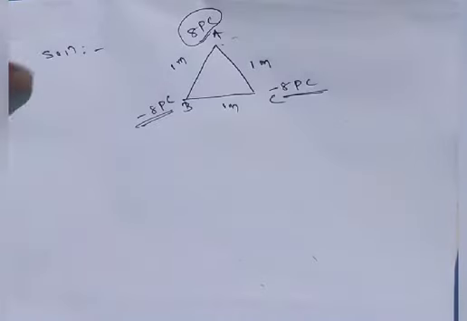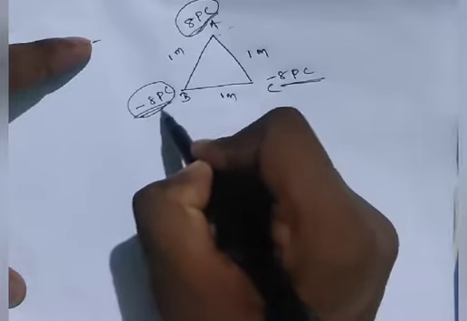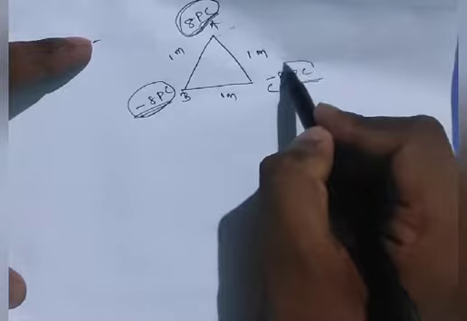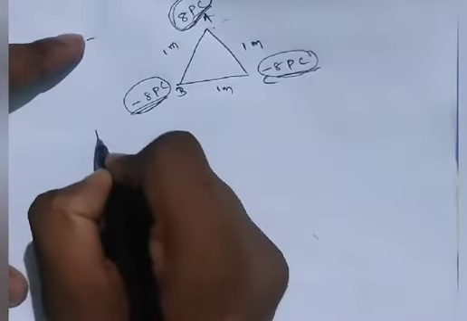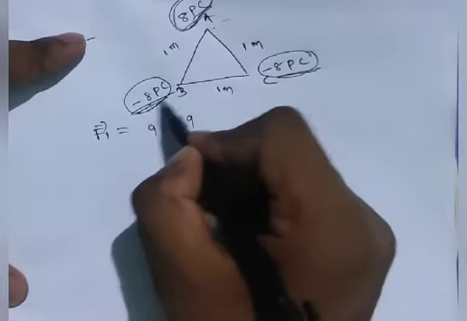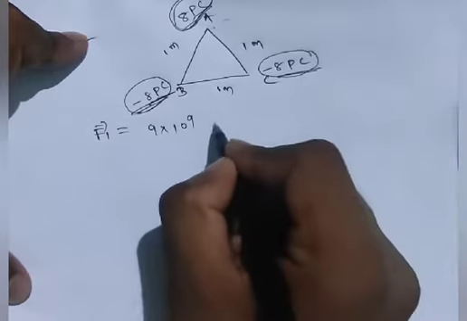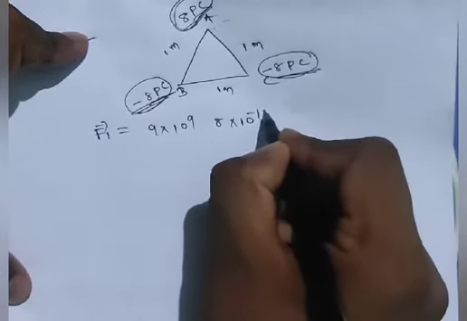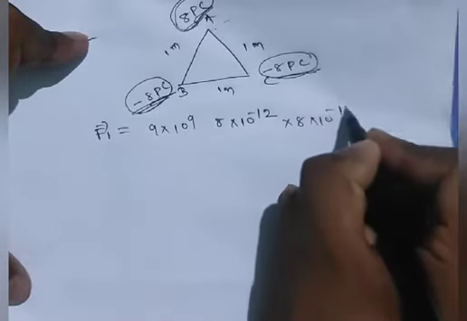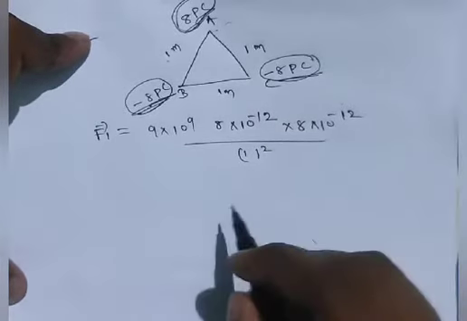So first I shall calculate the force on 8 picocoulomb due to this minus 8 picocoulomb. Then I will calculate the force on this 8 picocoulomb due to this other charge minus 8 picocoulomb. So F1 will be 9 into 10 to the power 9. Q1 is 8 picocoulomb, and we know 1 picocoulomb equals 10 to the power minus 12 coulomb, so 8 picocoulomb will be 8 into 10 to the power minus 12 coulomb. And Q2 is also 8 into 10 to the power minus 12 coulomb. And the distance is 1 meter, so 1 squared.